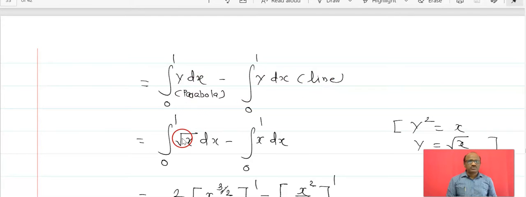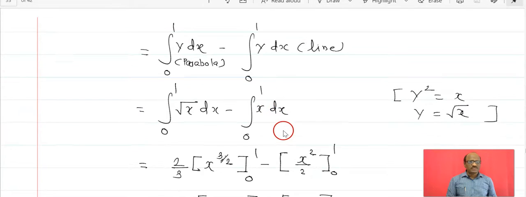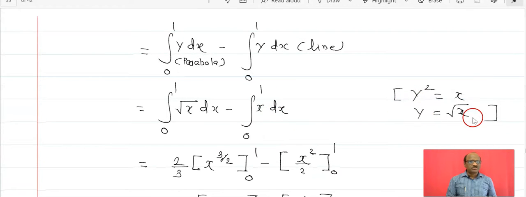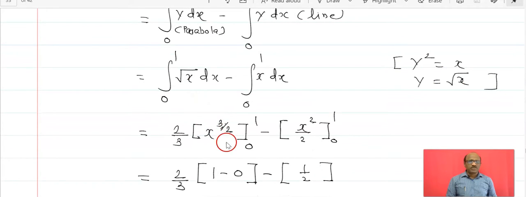But what is y equal to? For the parabola it is root x, and for the line y is equal to x. And here y square is equal to x, so y is equal to root x. Find the integral of root x, which is x raised to 3 by 2 upon 3 by 2. It becomes multiplied by the reciprocal, that is 2 by 3. Lower limit is 0, upper limit is 1.